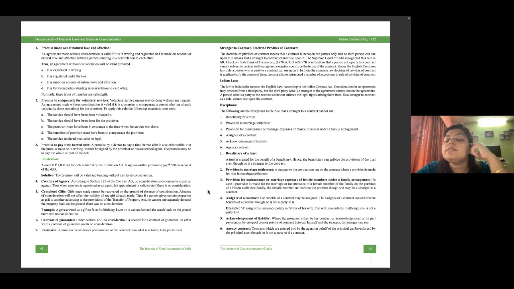The third is with respect to provision for maintenance or marriage expenses of female members under a family arrangement, or assignee of a contract, acknowledgement of liability, or agency contract. So these are the various exceptions to a particular contract as and when it comes.